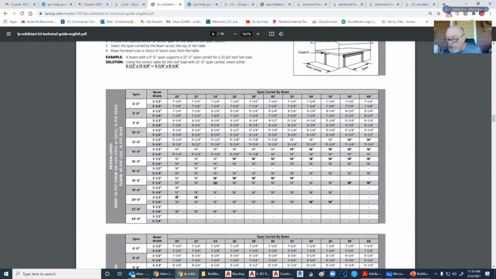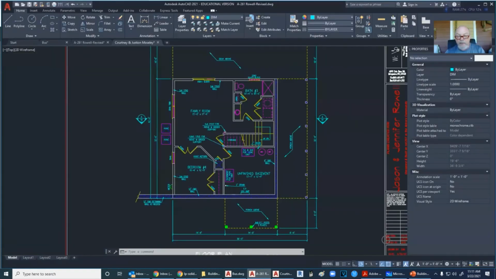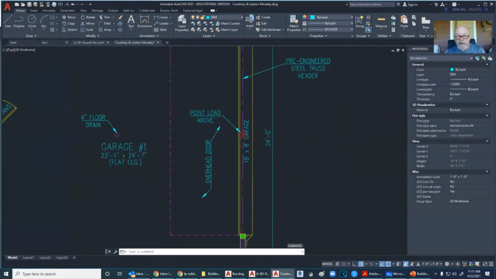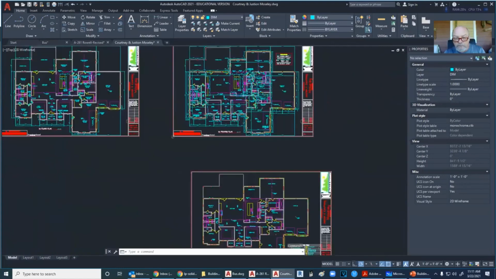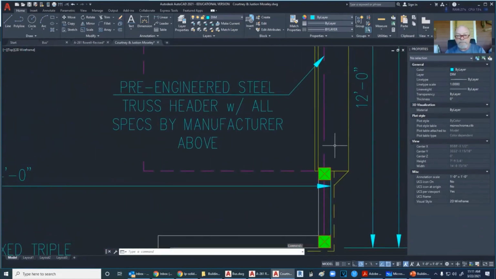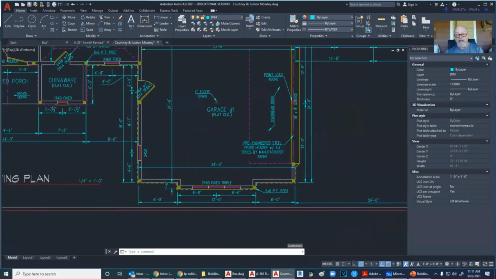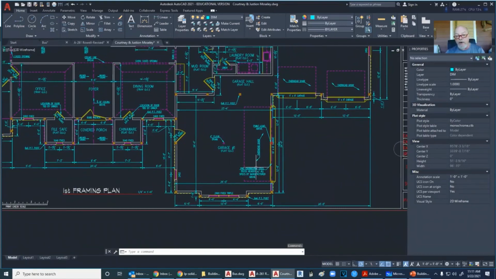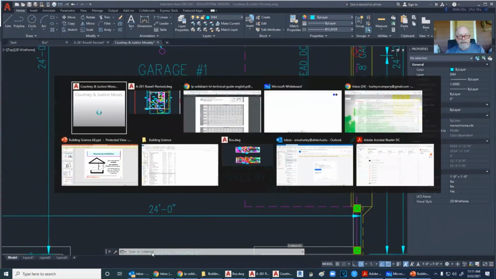But again, use the manufacturer that you are purchasing the LVL from. Do not use a generic table because you'll get bit in the butt if it fails. Here's the best way to do it. Notice the note: pre-engineered steel truss header with all specs by manufacturer, period. That means whoever you buy the LVL, the steel truss, or the wooden truss from, the manufacturer is going to be responsible for sizing it. That's the only way to go. Unless you can pull it out of the code book, you let the manufacturers size those.